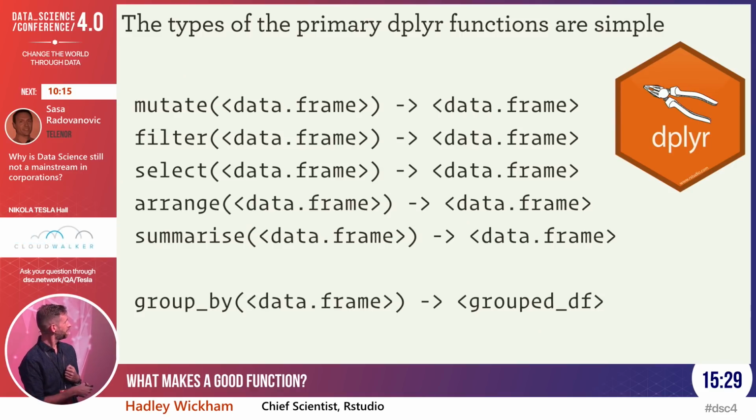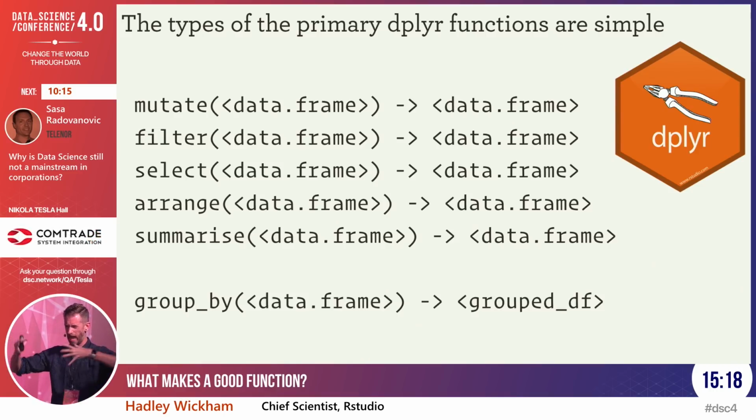That's not what dplyr is about. dplyr is about working with, by and large, a whole data frame. So I think thinking about these types, this big picture of what's the type of this thing I'm working with, is a really useful, high level way of framing what a function does.